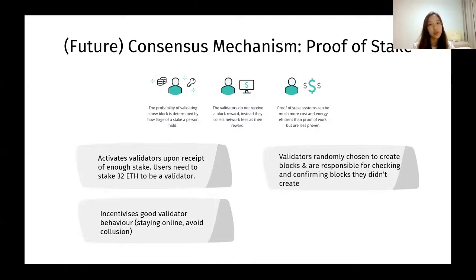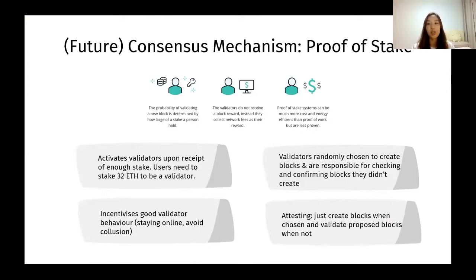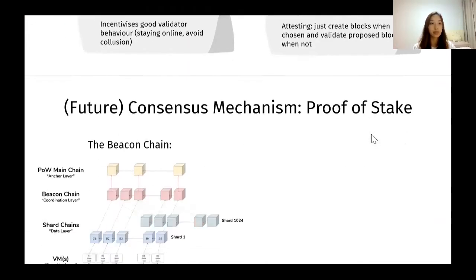So, unlike proof of work, validators don't need to use a significant amount of computational power because they're selected at random and they aren't competing with each other. So they don't need to mine blocks, they just have to create blocks when they are chosen and then validate proposed blocks when they're not. So this is known as attesting. So validators get rewards for proposing new blocks and for attesting to ones they've seen. And if you attest to malicious blocks, you lose your stake.